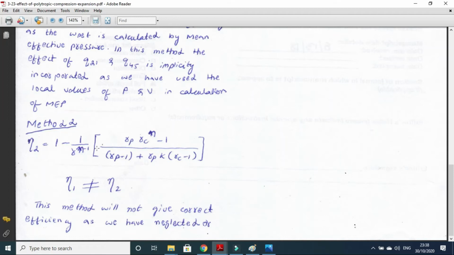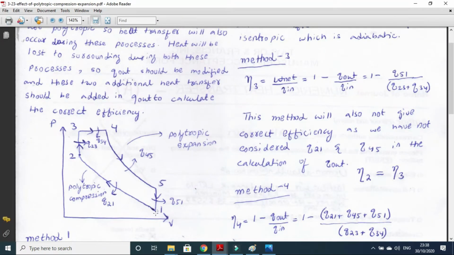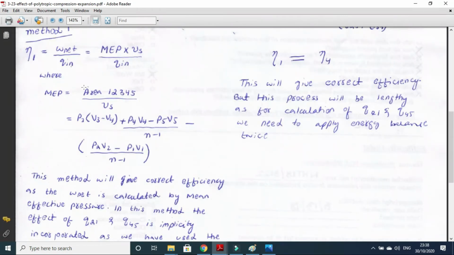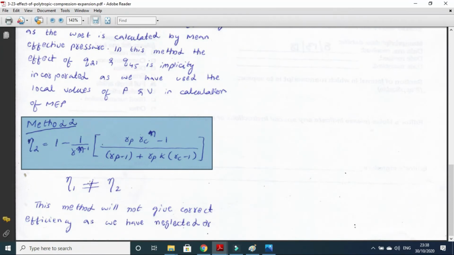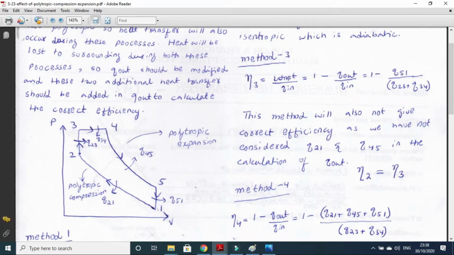You can go back to the earlier part of this lecture and see that in the derivation of the thermal efficiency of the dual cycle, when we derived this formula, we did not consider the heat rejection during the compression 1 to 2 and expansion process 4 to 5. So this will give you the wrong efficiency for this problem. So eta 1, which you calculated with method 1, and eta 2, which you calculated with this method, will not be equal.